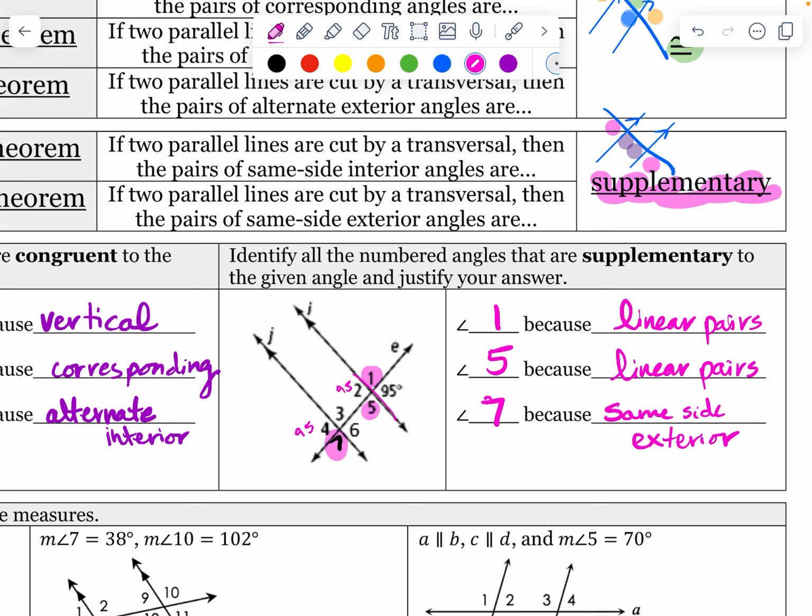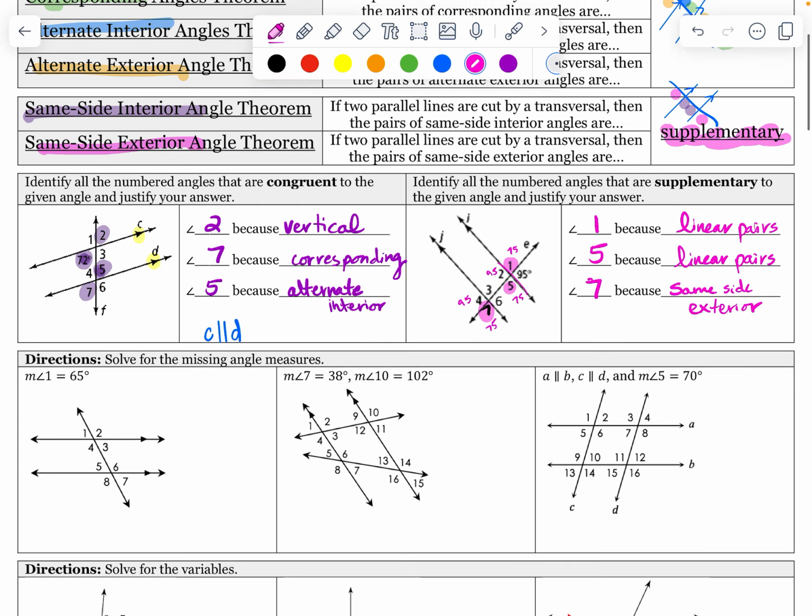So like, what is that? 85? No. 75. So that means this thing is going to be 75, and this is also going to be 75, and this is also going to be 75, and 3 is actually also going to be 75. It just doesn't really have a relationship with the 95. Cool. Anyway, hope that makes sense. Let's keep on keeping on.